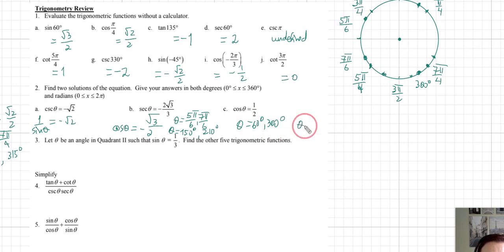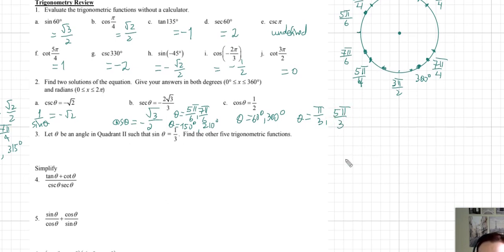In radians, it's going to be pi over 3, and 5 pi over 3. That is our question 2.